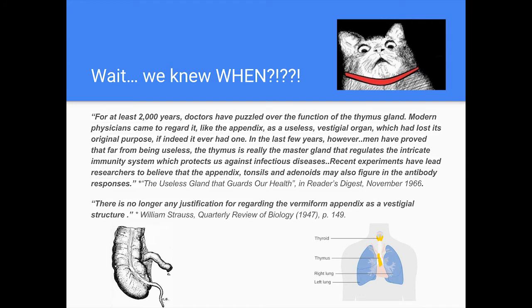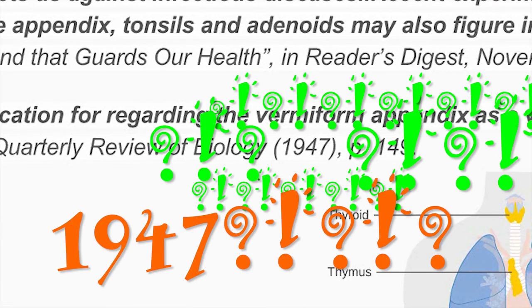Oh, but wait! There is no longer any justification for regarding the vermiform appendix as a vestigial structure. William Strauss, Quarterly Review of Biology, in 1947!